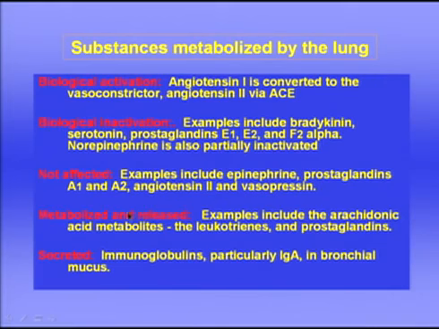There are examples of substances that are metabolized in the lung and then released into the circulation. They include the products of arachidonic acid metabolism. There are the two branches of that, the leukotrienes and the prostaglandins. And finally, there are substances that are secreted by the lung, and the most important of those are the immunoglobulins, particularly IgA, which is secreted into bronchial mucus and is an important factor in the defense mechanisms of the lung. And we'll go into those later in more detail.